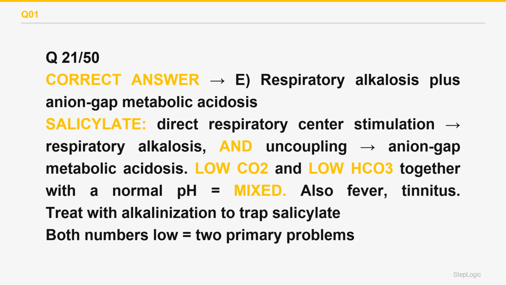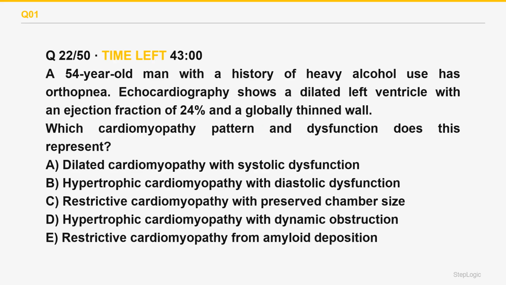Which cardiomyopathy pattern and dysfunction does this represent? A 54-year-old man with a history of heavy alcohol use has orthopnea. Echocardiography shows a dilated left ventricle with an ejection fraction of 24% and a globally thin wall.